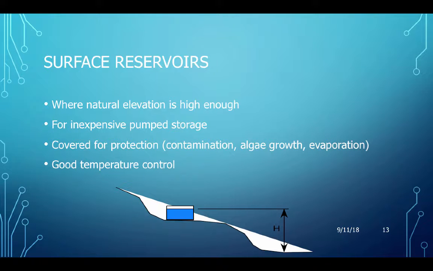elevated. Surface reservoir is desirable when the natural elevation is sufficient to allow it. It's for relatively inexpensive pump storage operations. That's a desirable side benefit. They're usually covered for protection from contamination, algae growth, and evaporation, and for high school kids peeing in them. And they provide adequate temperature control.